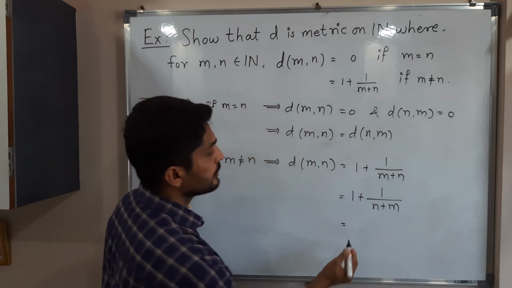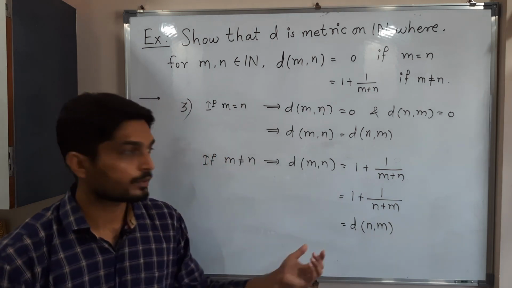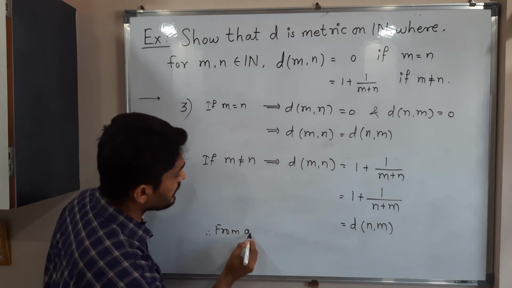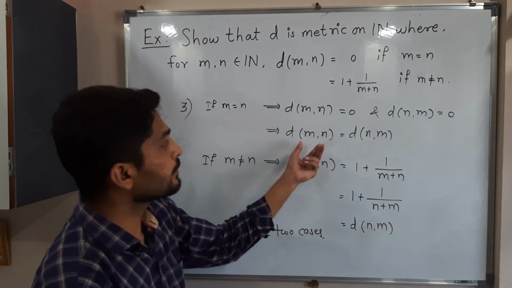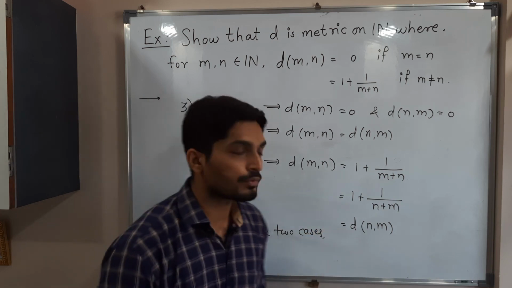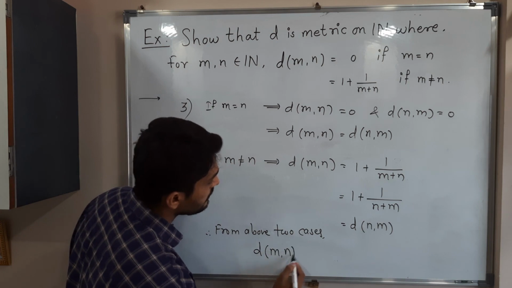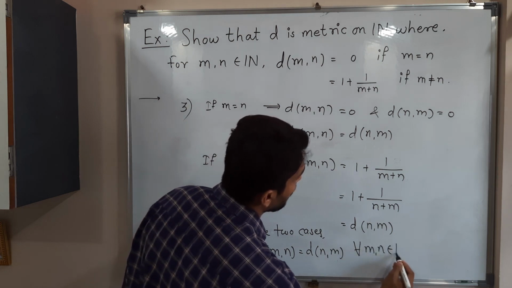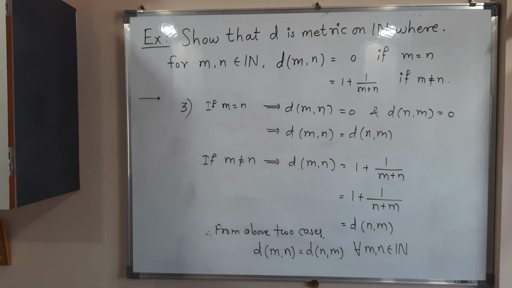So which is equal to, this is the definition of what? d of n comma m. Since we have n first and m later, that's why we could write d of n comma m. So from the above two cases, here also we are getting d of mn is equal to d of nm. Therefore d of mn is the same as d of nm, and this is true for any m and n which are natural numbers, right? So in this way we proved the third property also. Now we simply have to prove the last property. Make a screenshot of it and after that we will go further.